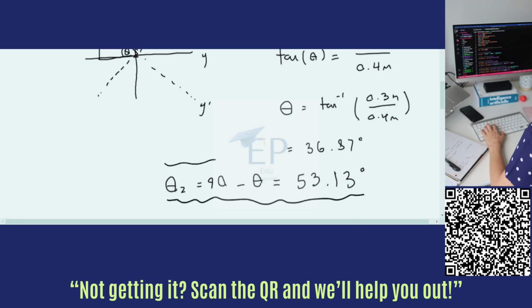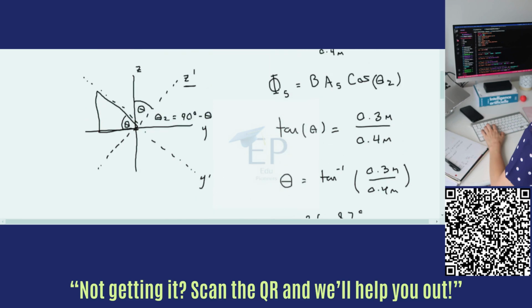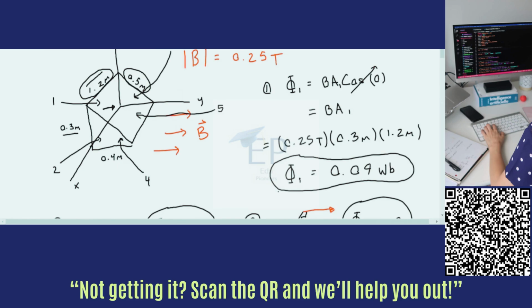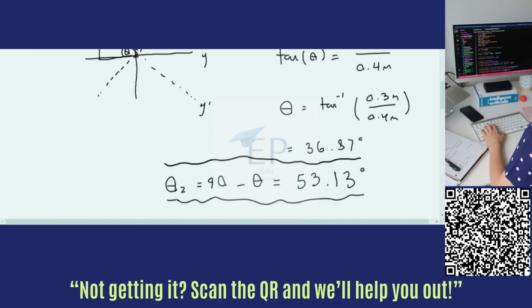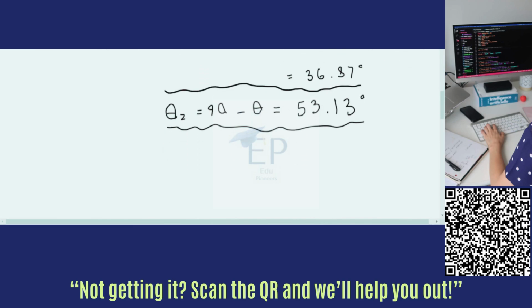All right. So if we use that angle for theta, for the area, we said it was just going to be 1.2 times 0.5 meters. And then B is the same magnitude as always, 0.25 teslas. We will get for our final flux here a value of 0.36 Webers.